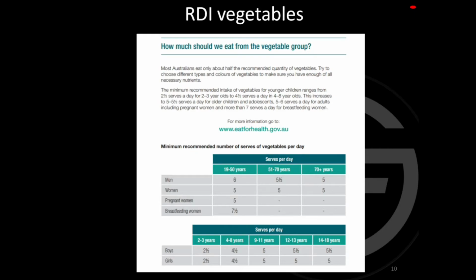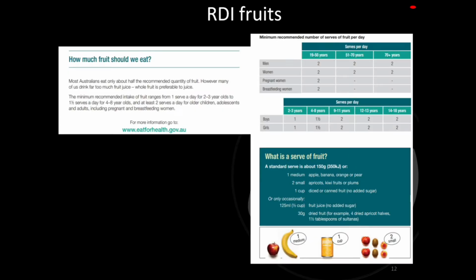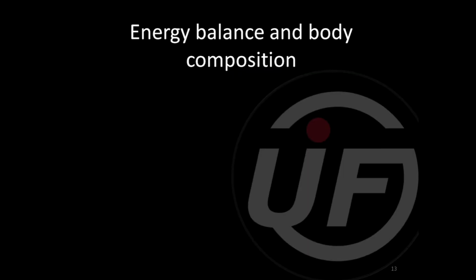All right, so recommended daily intakes. These are all from the eatforhealth.gov.au website. I'm not going to be going through this now because we need to save time for the big stuff later. So if you want to come back and look at these slides, it tells you the recommended servings for fruit and veggies depending on your age and gender. Then it gives you an example of what a serving size is, so you have an idea of what you should be aiming for. Fruits, same.